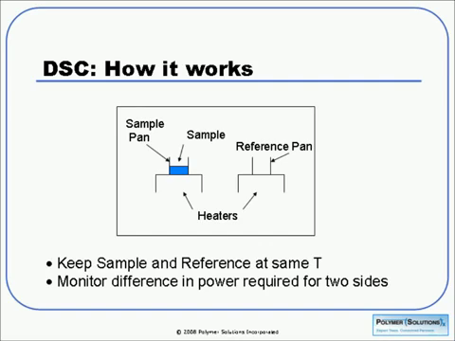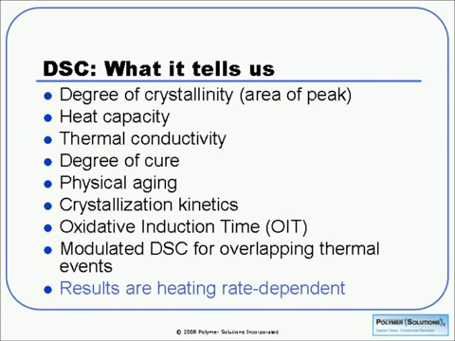So how does this machine work? Well, we have our sample on one side of a stage and a reference pan on the other side. And this is the same type of pan as you use for your sample. It simply doesn't have anything in it. Each of these stages has a heater, and the instrument functions such that the heaters supply enough power to keep these two sides at the same temperature. And that difference in power is related to the heat capacity of the sample and can be used to give us information about the different transitions that are occurring.